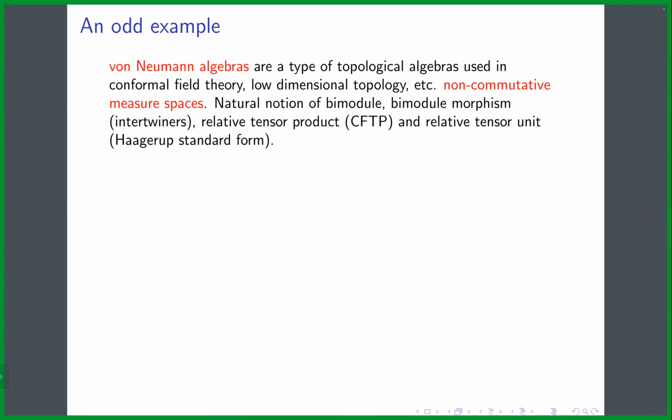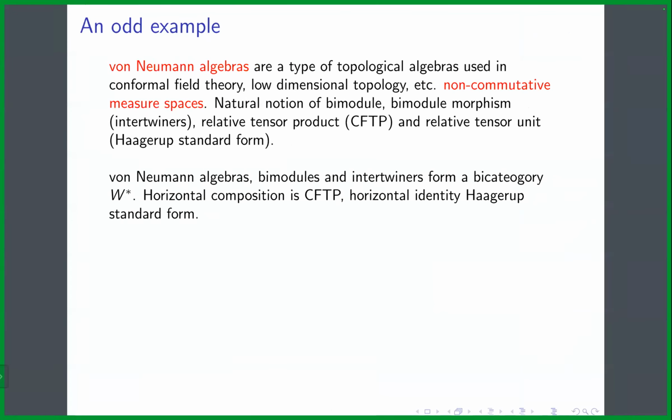So these are a lot of words, but the point is that there's this sort of structure. These are algebras of some sort. These algebras have bimodules. These bimodules have morphisms. We have a relative tensor product, and we have a relative tensor unit. And so binomial algebras, bimodules, and intertwiners form a bicategory, which we call W star, where horizontal composition is the relative tensor product, and horizontal identity is the relative tensor unit. So this is obviously a module-like bicategory. It has algebras of some sort as objects, bimodules as one cells, and morphisms between bimodules as two cells.